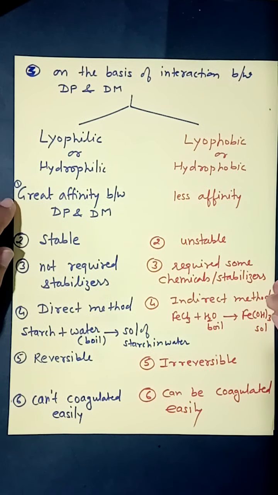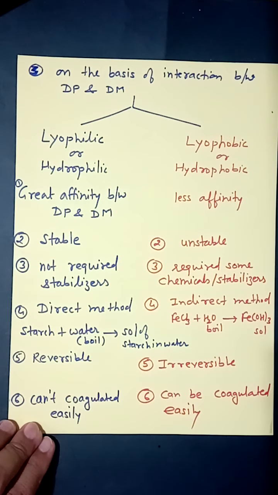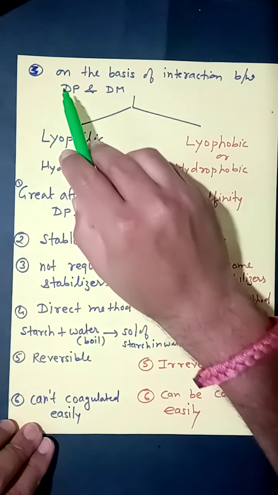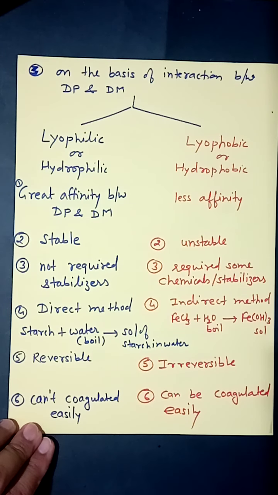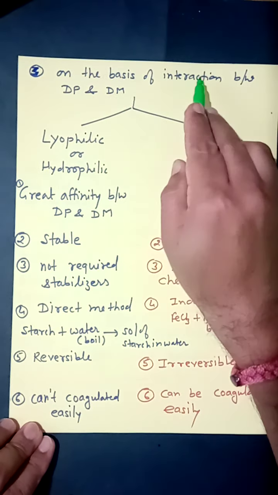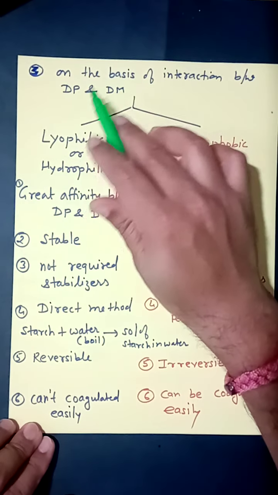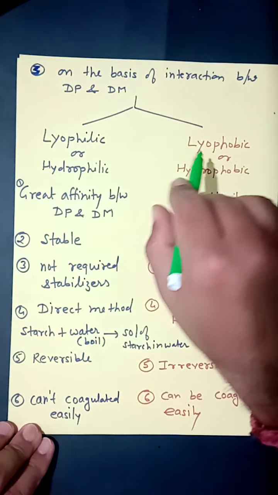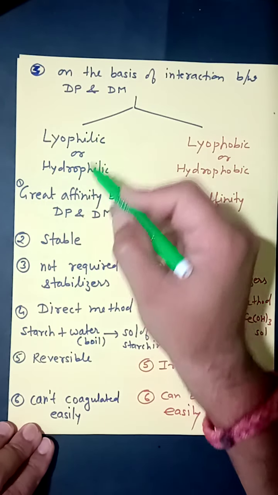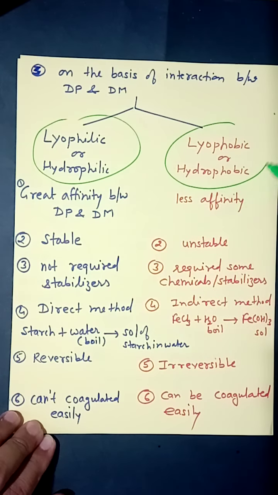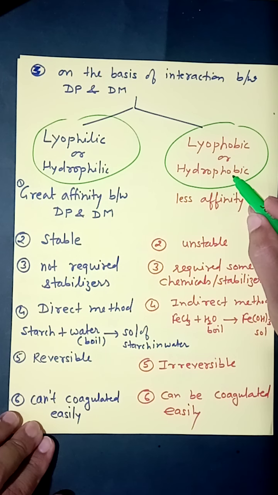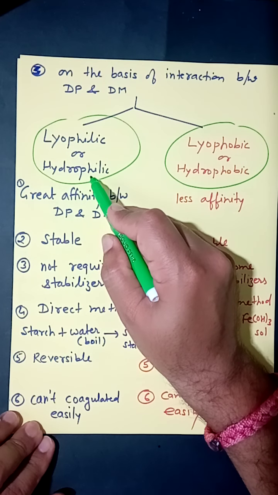Now the third classification is on the basis of interaction between disperse phase and dispersion medium. It means how the solute and solvent, that is disperse phase and dispersion medium, react or have interaction with each other. Two types of colloids on the basis of interaction. They may like each other, they may not like each other. That's why there are only two possibilities here. One is lyophilic or hydrophilic, and the second one is lyophobic or hydrophobic. Phobic means repelling, philic means attracting.